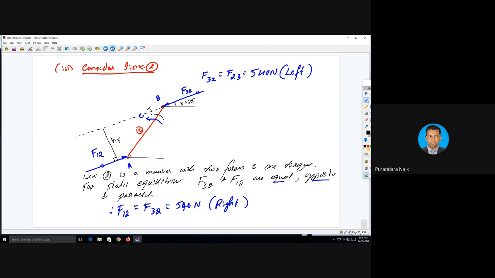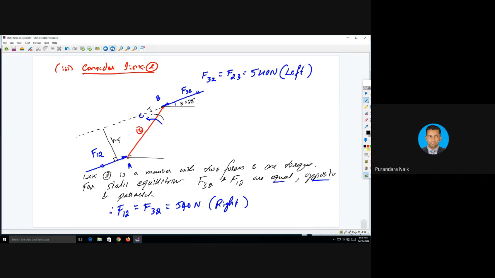Next, according to static equilibrium, for a member with two forces and one torque, the two forces are equal, opposite and parallel. Draw one more force F12, which is parallel to F32 at point A, and it is opposite. Now we can find the value of F12. It is equal to F32, 540, but it is towards right.